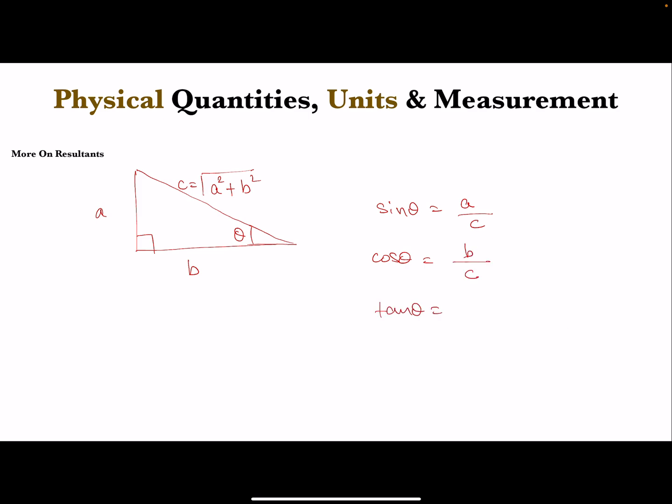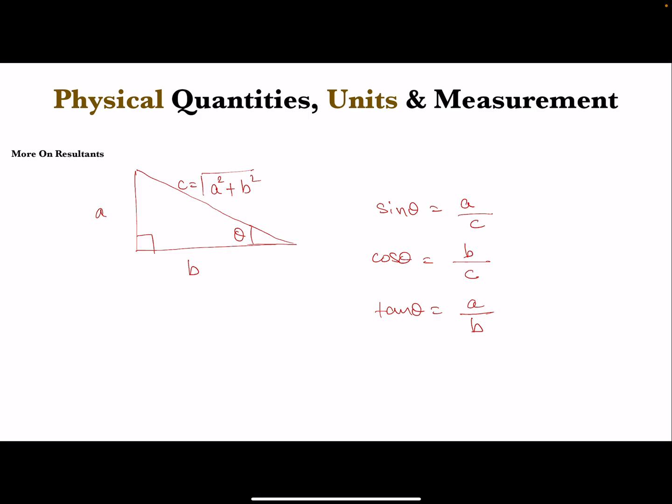All right, more on resultants. Just a quick note that, if you have a right-angled triangle, if this is A and this is B, Pythagoras theorem states that the hypotenuse c should be the square root of a squared plus b squared, right? And if I have this angle theta, I can basically get relationships between all these values. Sine of theta is equal to the opposite divided by the hypotenuse. Cosine of theta is equal to the adjacent divided by the hypotenuse. And tan of theta is equal to opposite divided by adjacent. So that's what I wanted you to know.